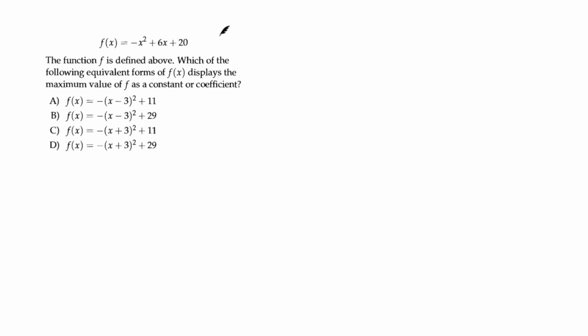f(x) equals minus x squared plus 6x plus 20. The function f is defined above. Which of the following equivalent forms of f(x) displays the maximum value of f as a constant or coefficient? So all these are basically the vertex forms. We have to complete the square, and we have already done this.